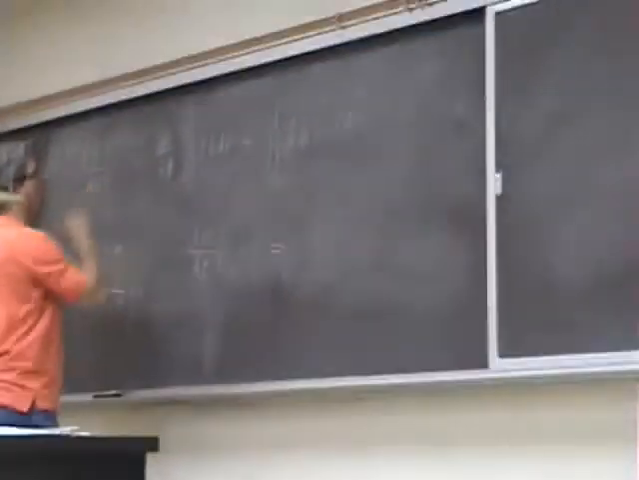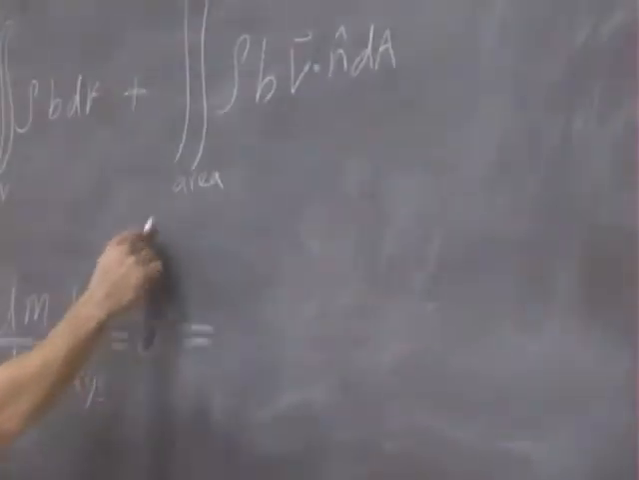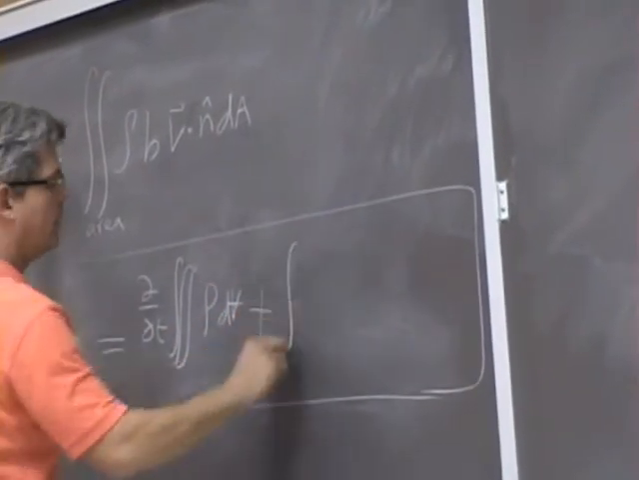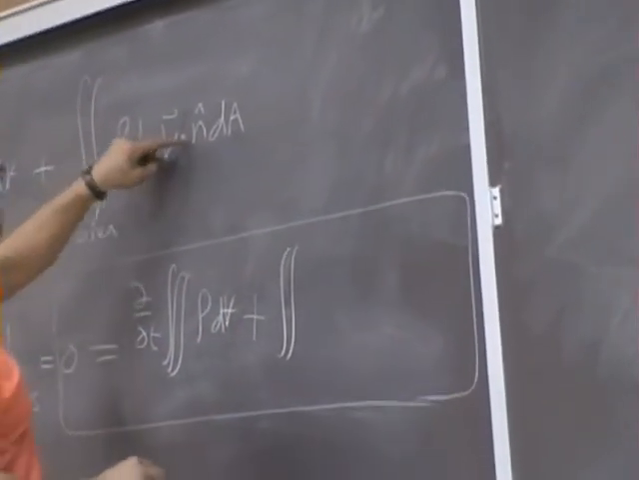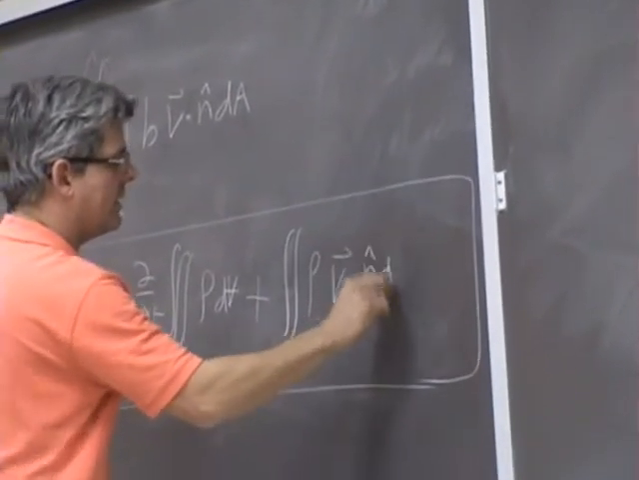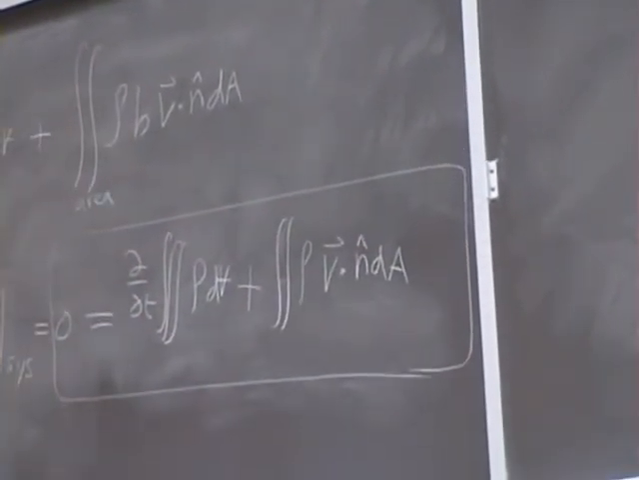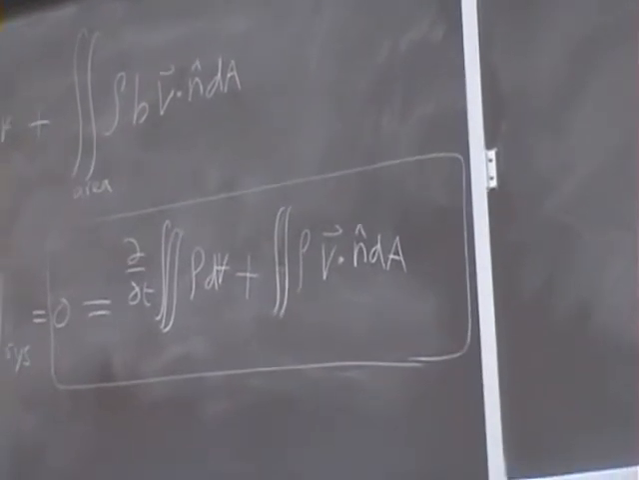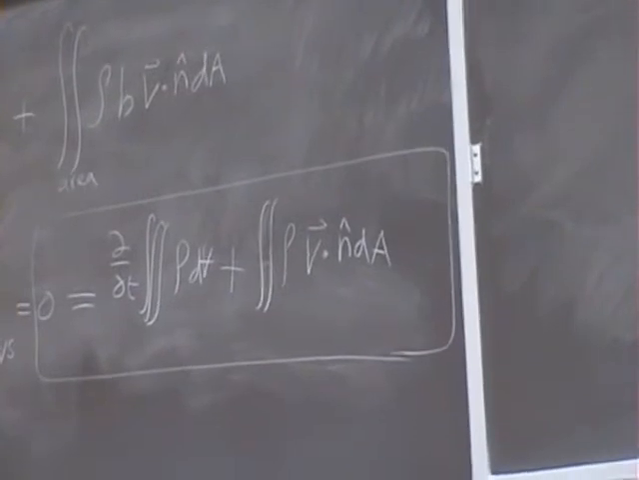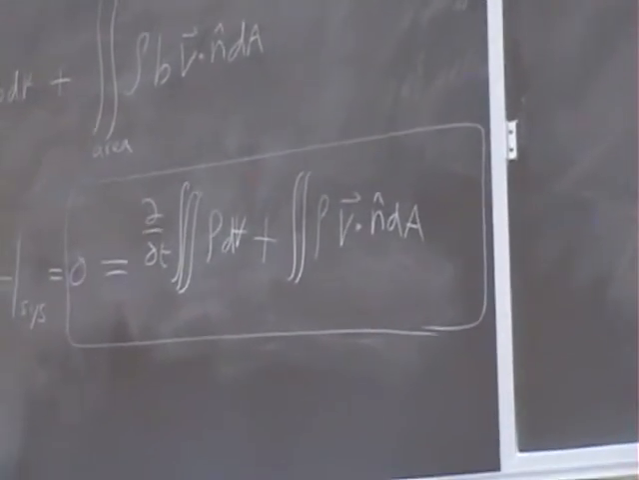So if we simply plug in little b equal to 1 on the right-hand side, we instantly write down the integral of rho dv, plus the surface integral of rho times v dot n dA. Okay, so that's conservation of mass in integral form. Completely general, no assumptions about incompressible flow or anything like that.